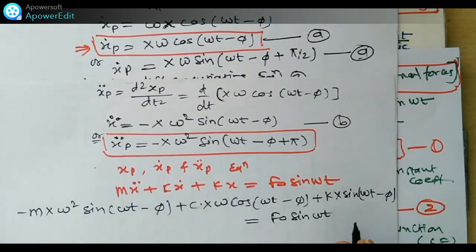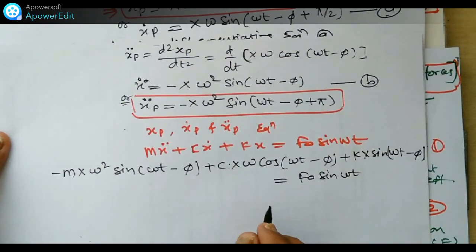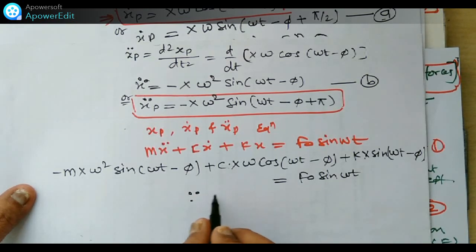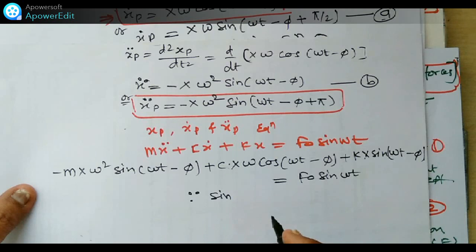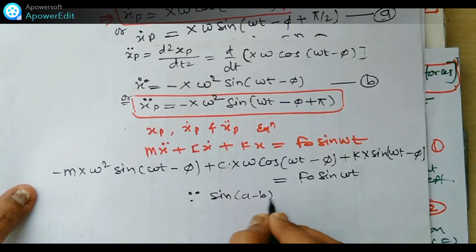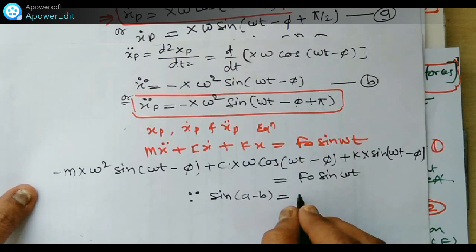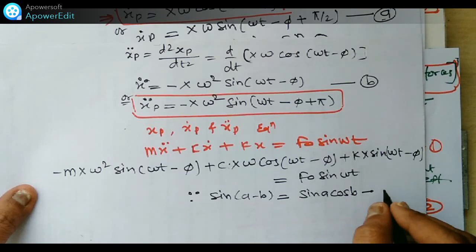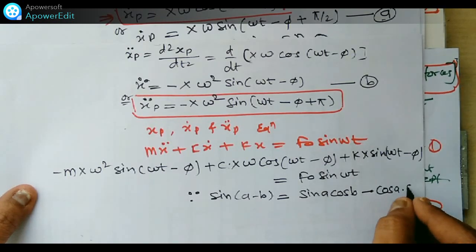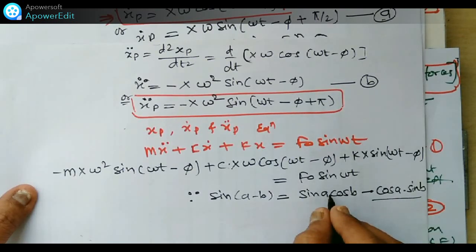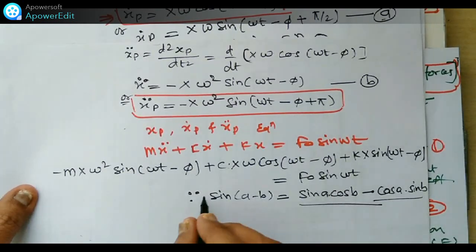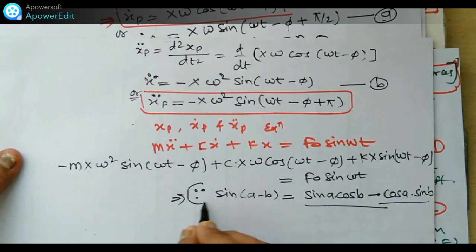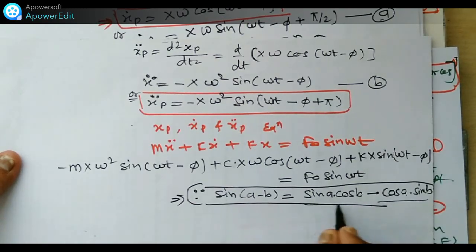Now one more trigonometric relationship we have to revise. That formula is required here to go to the next step. What is the sine of a minus b? That is sine a cos b minus cos a sine b. This trigonometric relation we have to utilize in this case.